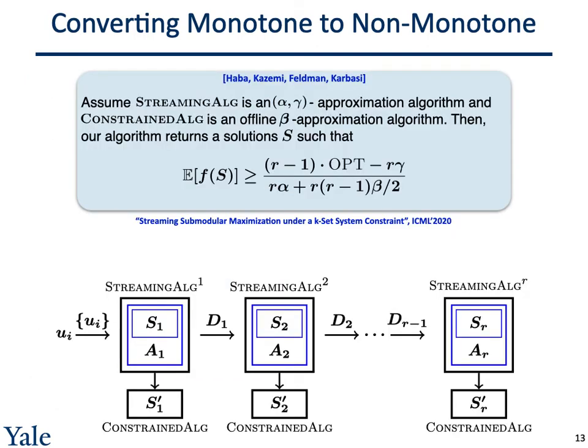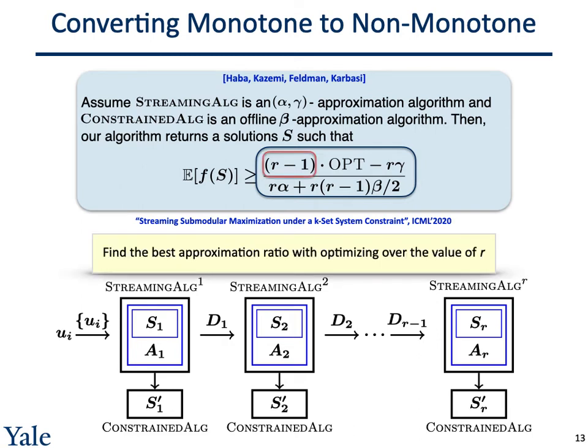Now we are ready to present the first theoretical result of this paper. Assume the streaming algorithm is an alpha-gamma approximation algorithm and the constraint algorithm is an offline beta approximation algorithm. Then our framework returns a solution S such that the expected value of this set is larger than the value you observe here, where this bound is a function of R, alpha, beta, and gamma. Note that gamma controls the trade-off between the memory complexity and the approximation factor. We can also find the best approximation ratio by optimizing over the value of R.